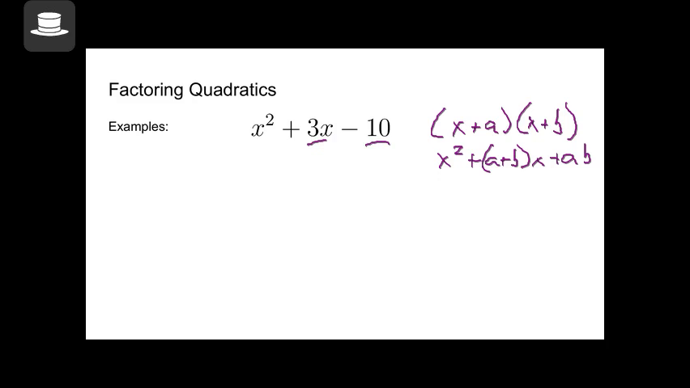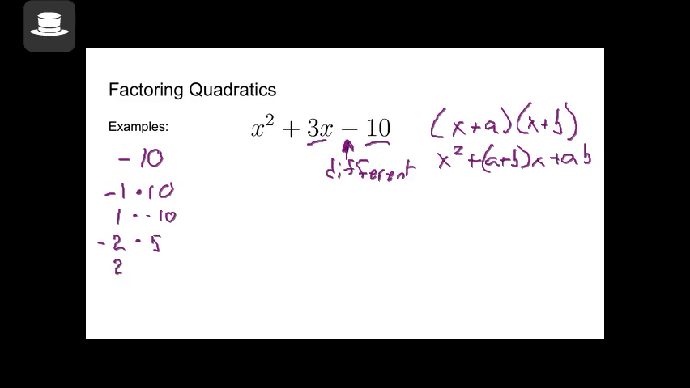Since the sign for the third term, the 10, is negative, that tells me that I'm going to have different signs in my a and b. So let's talk about possibilities. Possibilities to make negative 10 with different signs: I have negative 1 and 10. I also have 1 and negative 10. I have the possibility of negative 2 and 5, and I also have the possibility of 2 and negative 5.